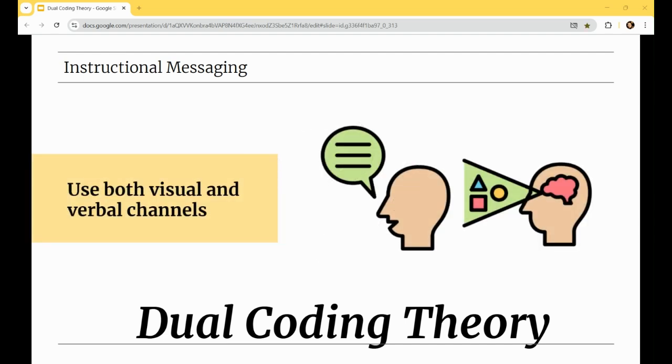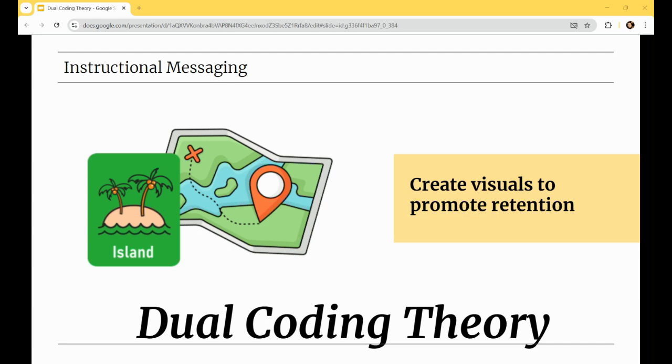This includes utilizing both verbal and visual channels to convey information. As we've learned, this supports the processing of the same information in two different ways and ultimately leads to higher retention. In practical application, you can encourage learners to create their own visuals to represent verbal or written information. This can mean having learners create an infographic or a map based on content.